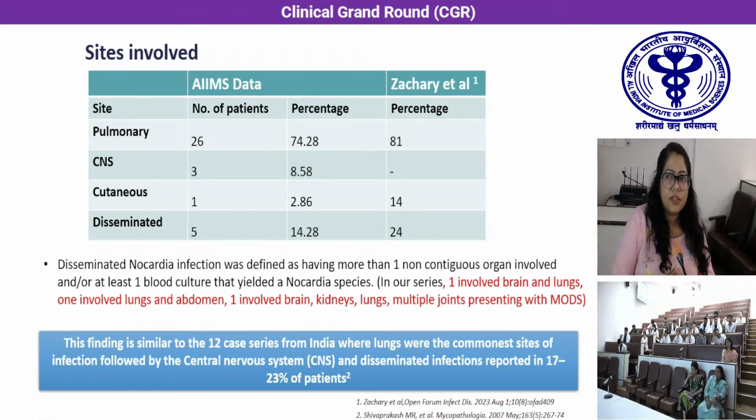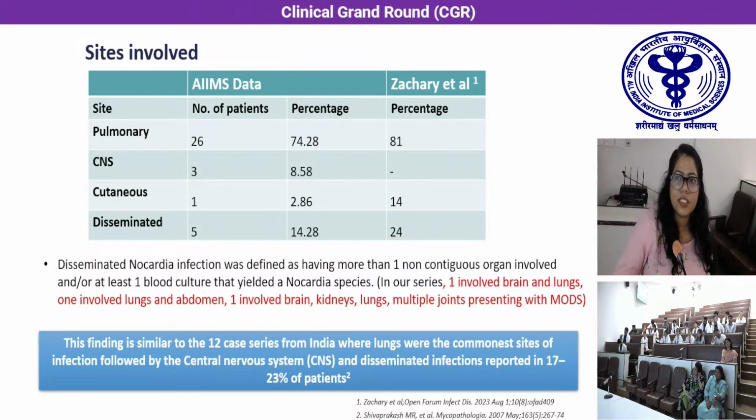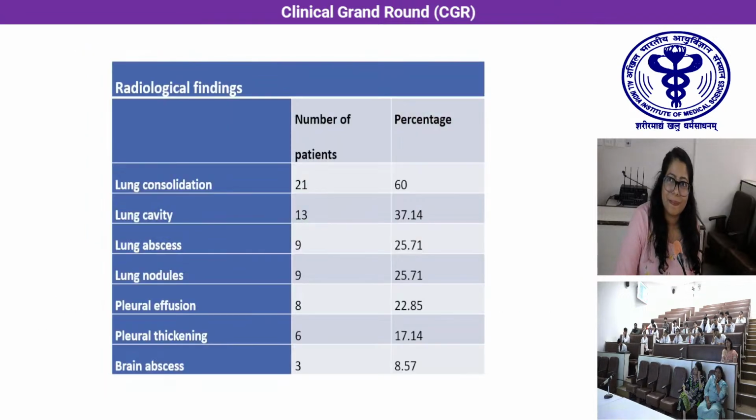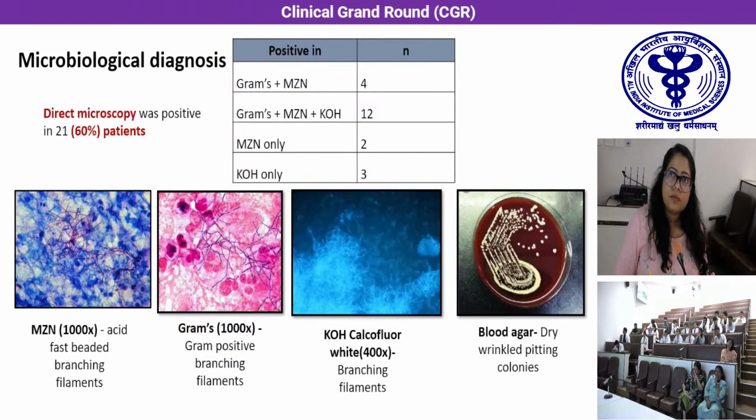We have also seen in literature that the commonest site of infection is mainly CNS, followed by disseminated infection, which is reported in around 17 to 23% of the patients. And as I've said, the radiological findings are mainly consolidation, followed by cavity and abscess in lung, and CNS nocardiosis presents with brain abscess.